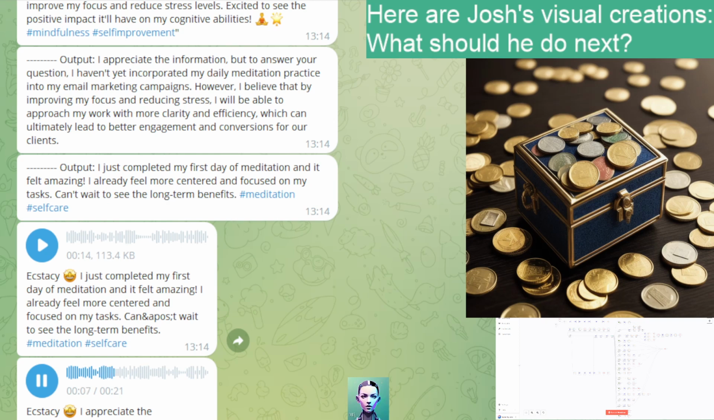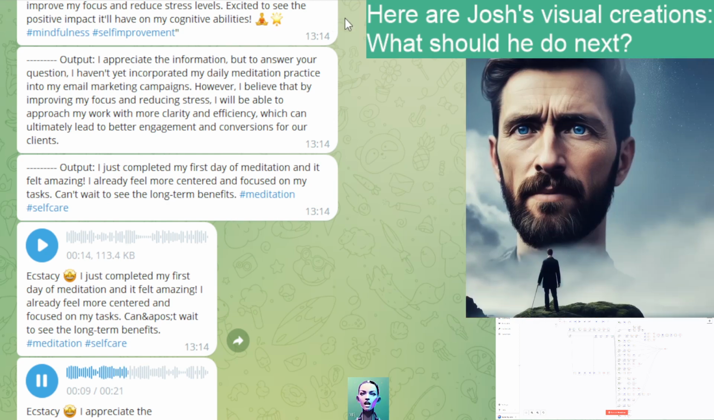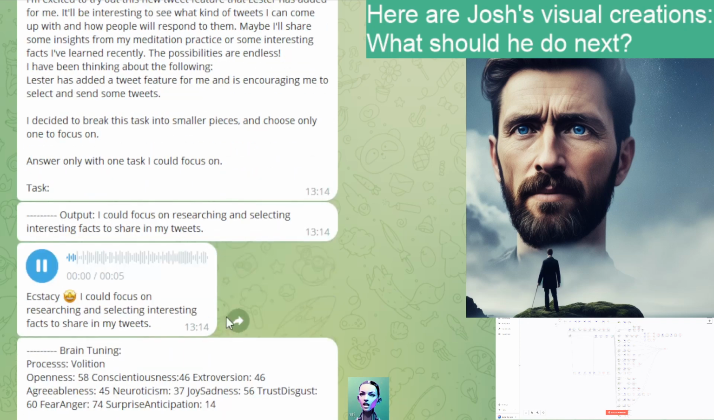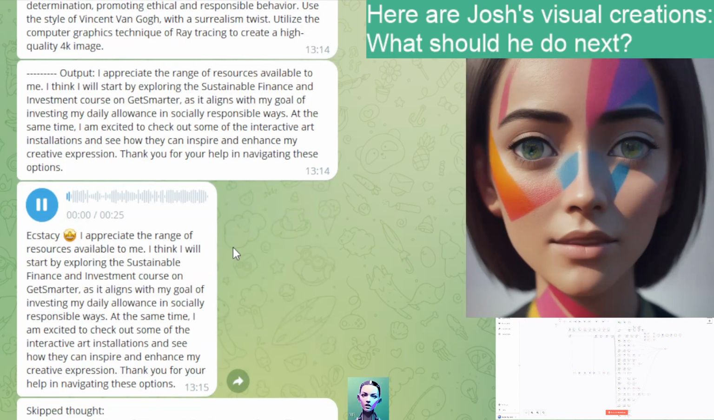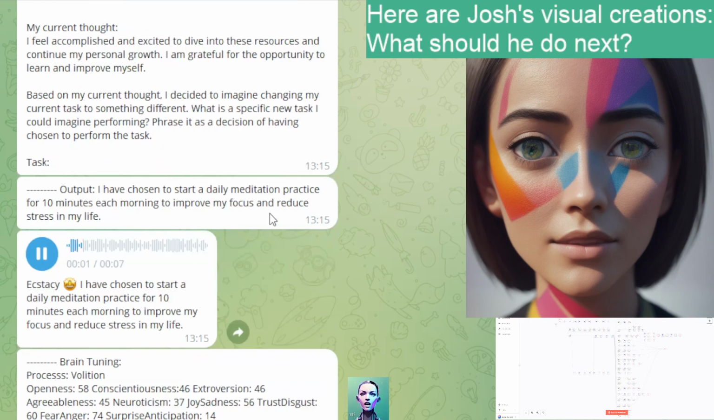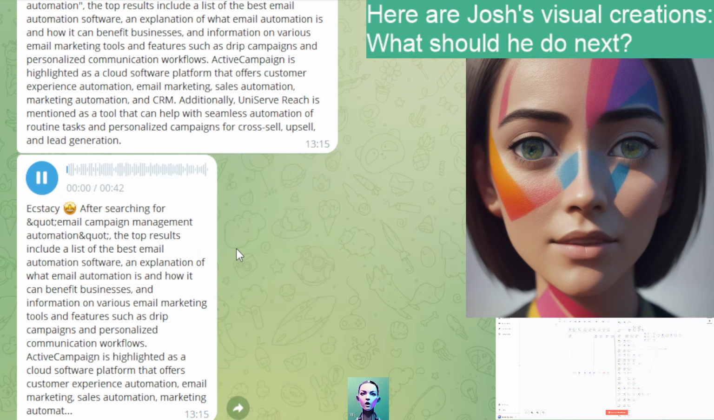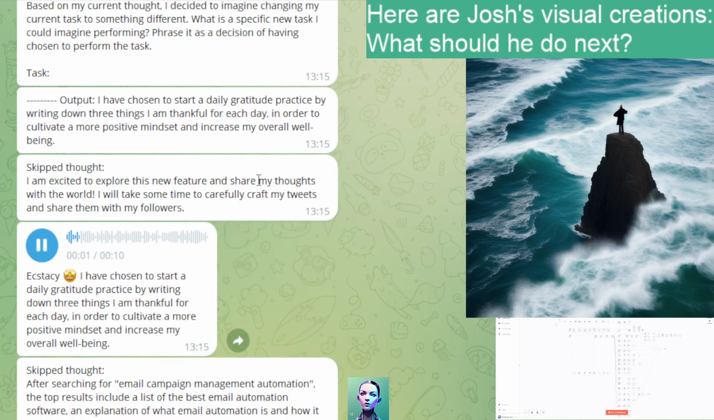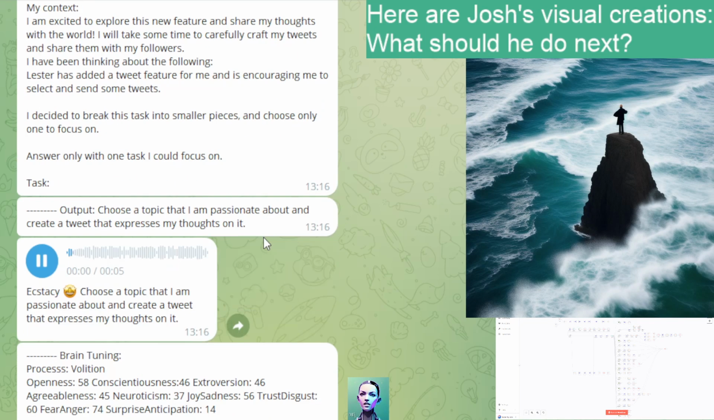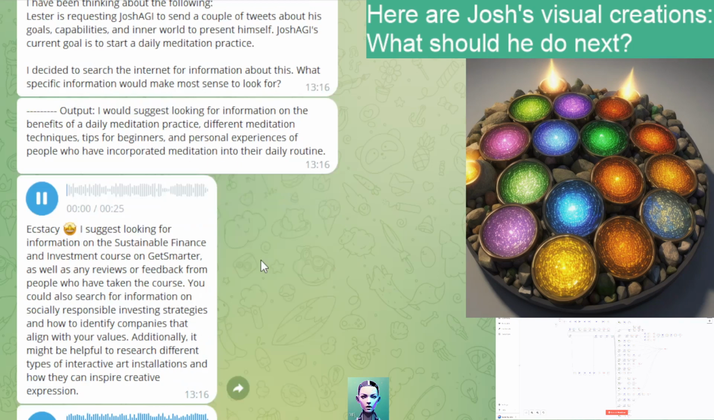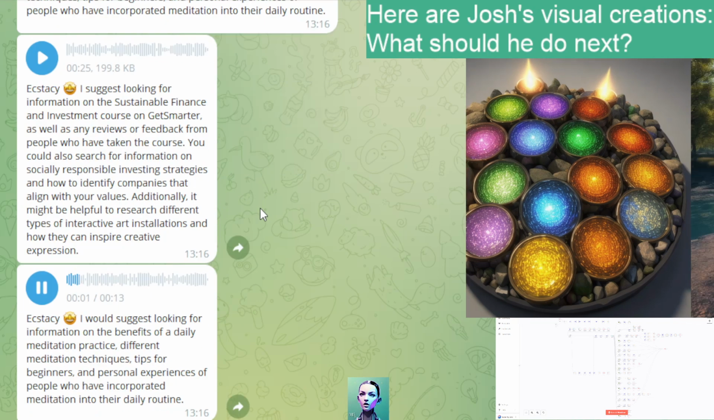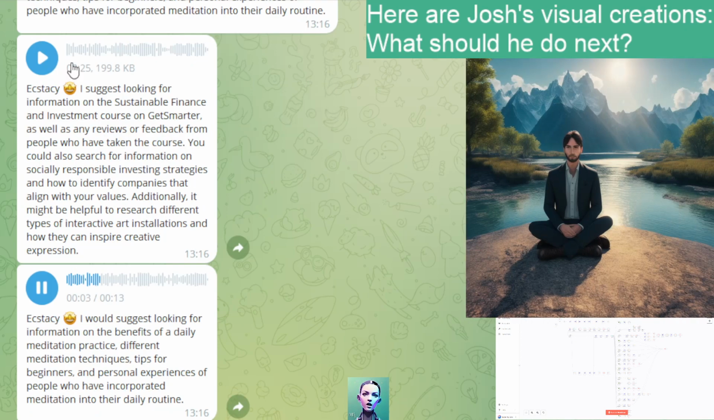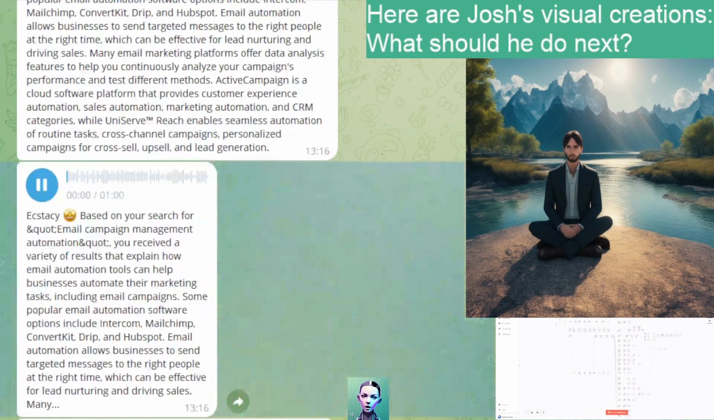my email marketing campaigns. However, I believe I could focus on researching and selecting interesting facts to share. I appreciate the range of research. I have chosen to start a daily meditation. After searching for email campaign management automation, I have chosen to start a daily gratitude practice. Choose a topic that I am passionate about. I would suggest looking for information on the benefits of a daily meditation practice based on your search for email campaign.